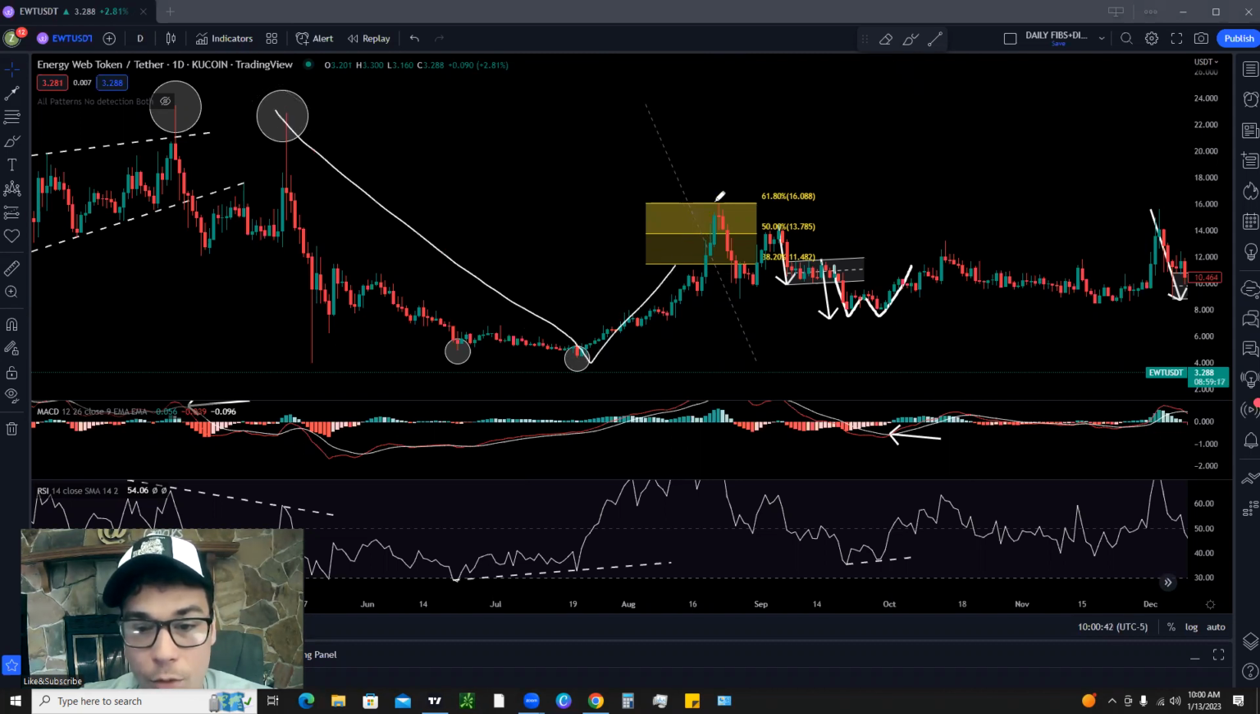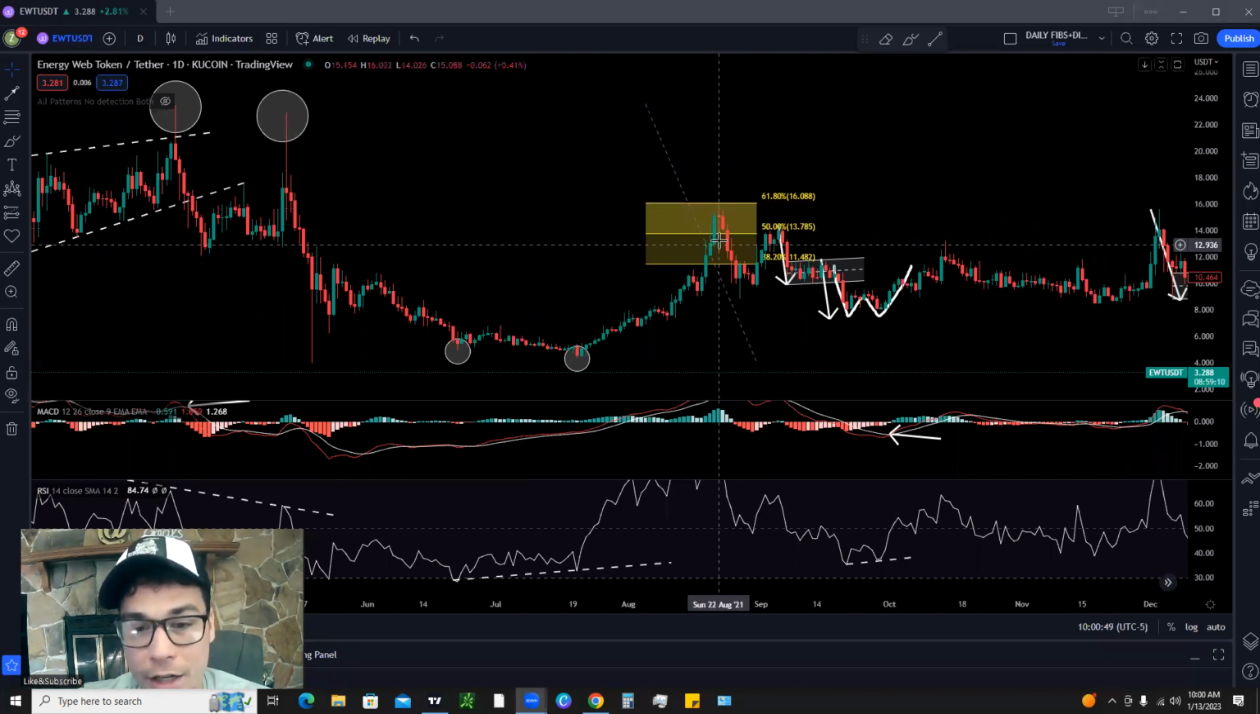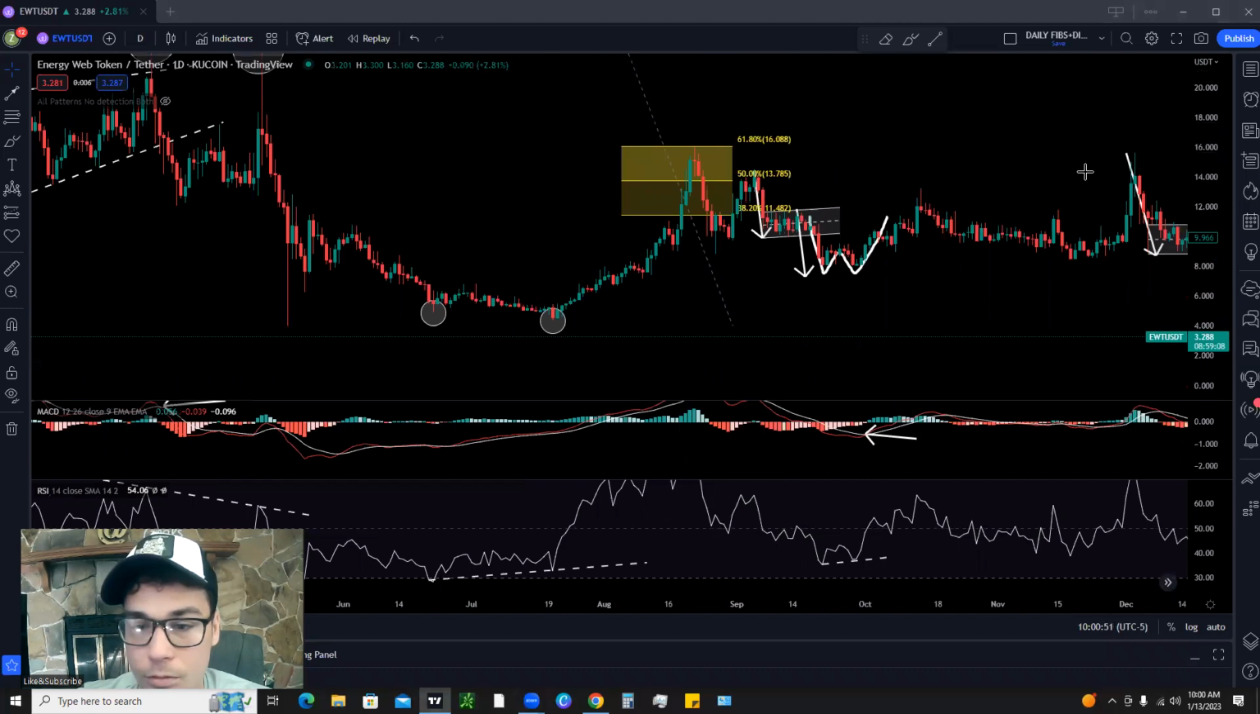So what do we see? We come down, we retrace, we get rejected here. So this is a good area for you to start using some stop losses, right? When you're in your major retracement levels.